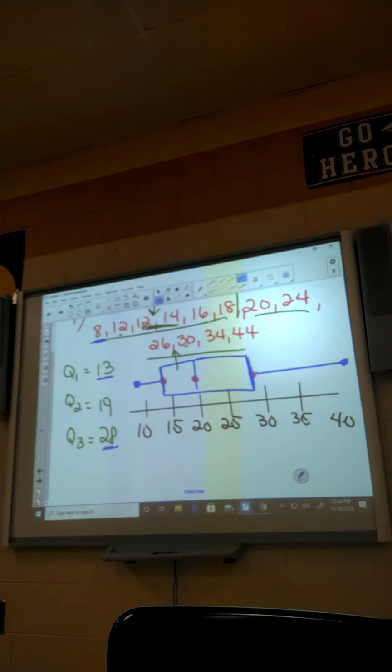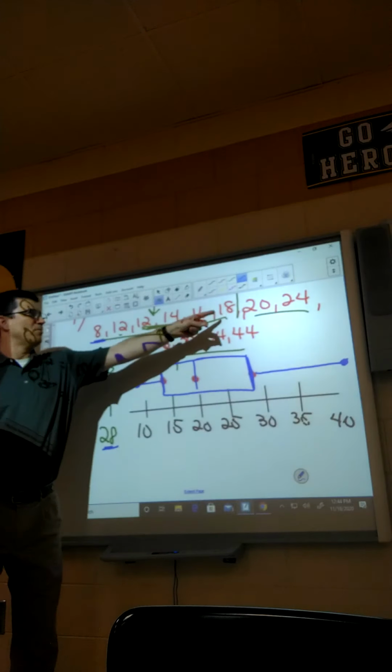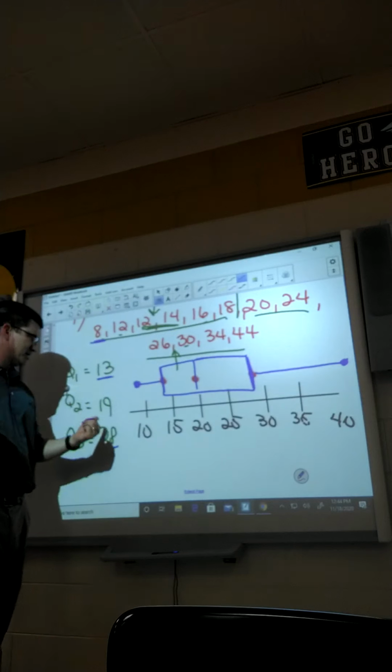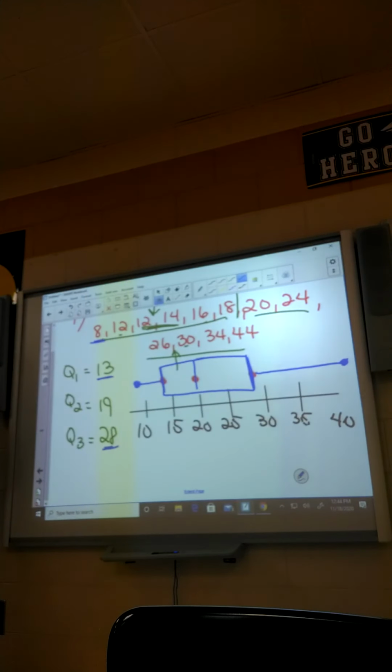All right, what is the median of all the data? That means which number is absolutely in the middle? 19. That was the middle number. Like 6 on each side. What would be exactly in the middle? It's 19. That's your median.